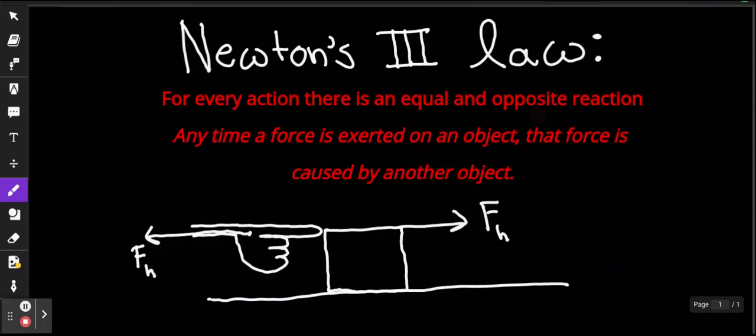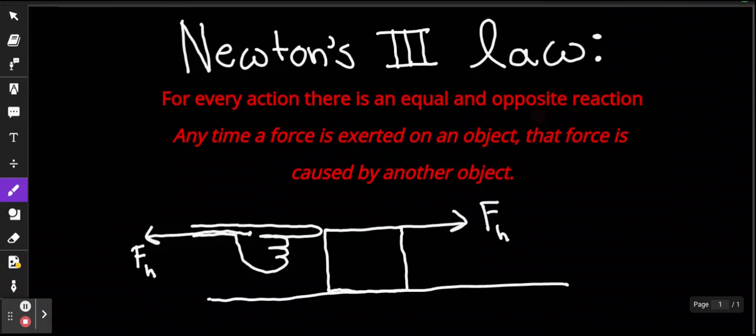And I'm sure you're all thinking, okay, well, doesn't this cancel out our forces? This is where many people get confused. It actually doesn't, because our hand is exerting the force on the block. The block is exerting a force on the hand. So the net force on both the block and hand is both FH.